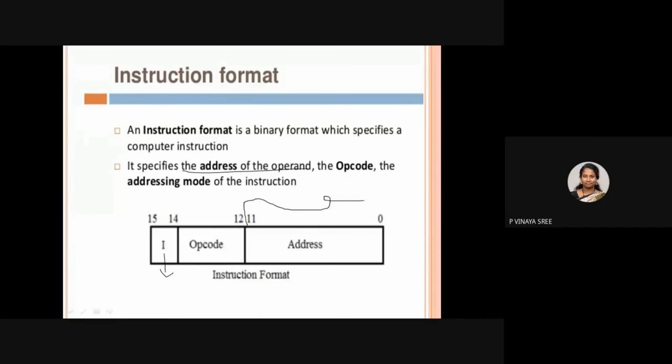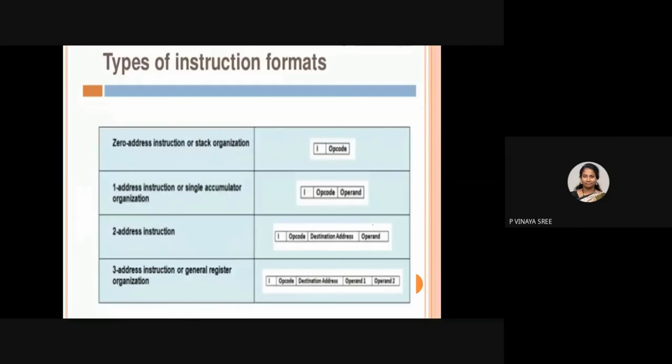On this address part, we'll be having four types of instruction formats. One is the zero address instruction format. It is also called stack organization, where you will not be having any address, just a mode and an opcode. In a one address instruction format, or single accumulator, you will be having one operand, where the address of the operand will be mentioned.